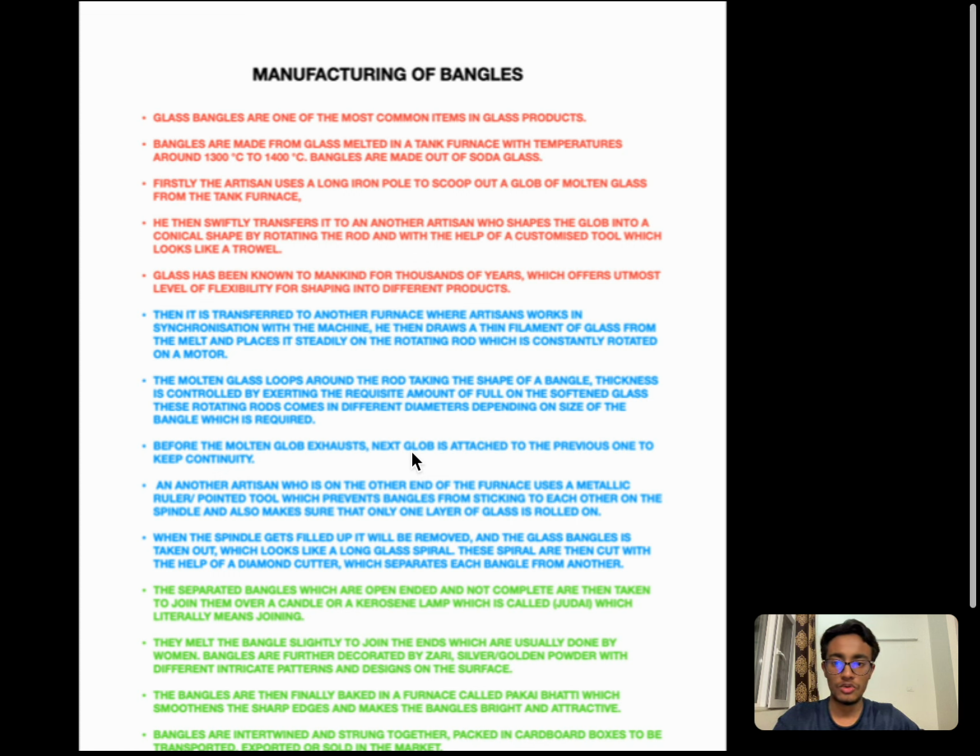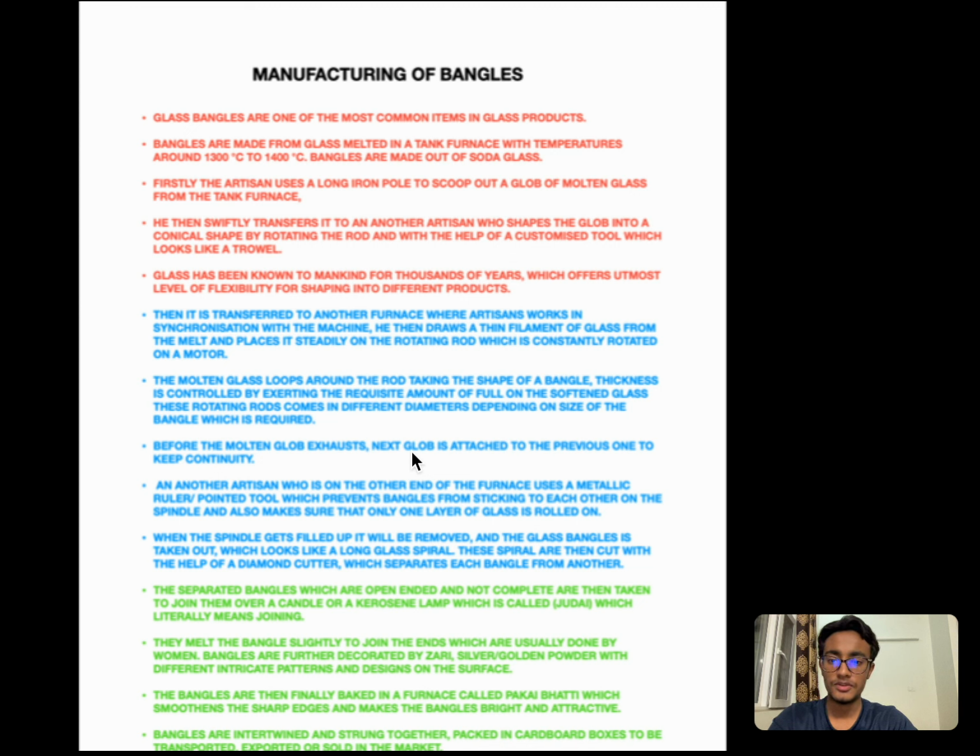Then manufacturing of bangles. Glass bangles are one of the most common items in glass products. Bangles are made from glass melted in a tank furnace with a temperature around 1300 degrees Celsius to 1400 degrees Celsius. Bangles are made out of soda glass. Firstly, the artisan uses a long iron pole to scoop out a globe of molten glass from the tank furnace.